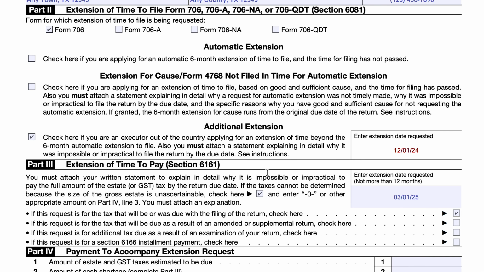In Part 3, this is the request for an extension of time to pay under Internal Revenue Code 6161. As I mentioned, the IRS can approve extensions in this circumstance for up to a year at a time for 10 years, unless there's already an assessed deficiency, then that would be 4 years. So you do need to provide reasonable cause.